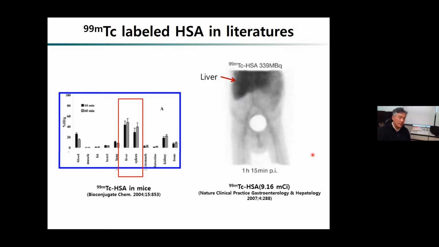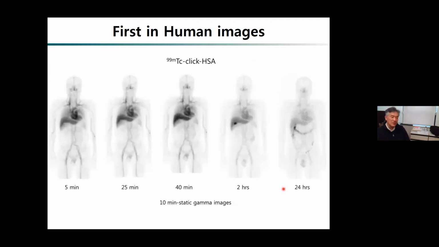Another typical example is the blood pool imaging agent labeled with technetium-99m into human serum albumin. After the technetium labeling, you can see the blood vessels in the body, but still high uptake in the liver after only 1 hour after injection, in animals and also the human body. So this means that human serum albumin was denatured, we think.